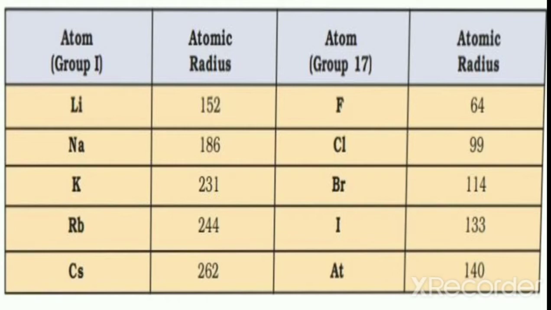Similarly, consider the next group, that is group 17. The elements are fluorine, chlorine, bromine, iodine and astatine. Here again we find that as we move down the group, the atomic radius increases. Thus we can conclude that atomic radius increases as we move down the group.